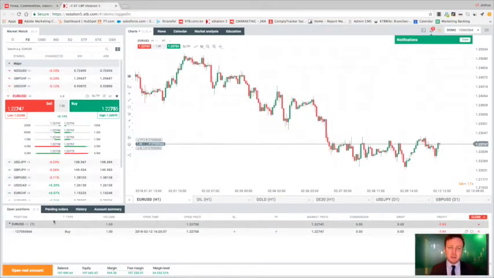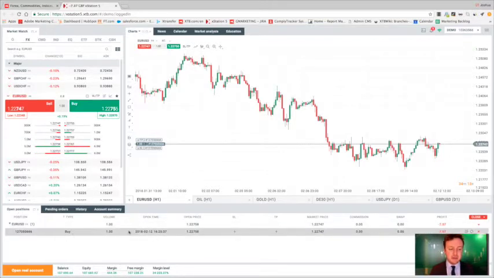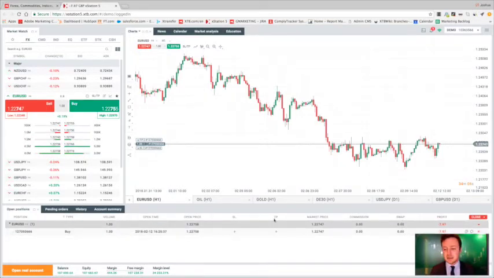You can see down on the bottom here under open position, straight away your trade will populate. It says buy or sell, the volume, the open time, open price, stop loss, take profit, current market price, commission, swap, and what your open profit is.